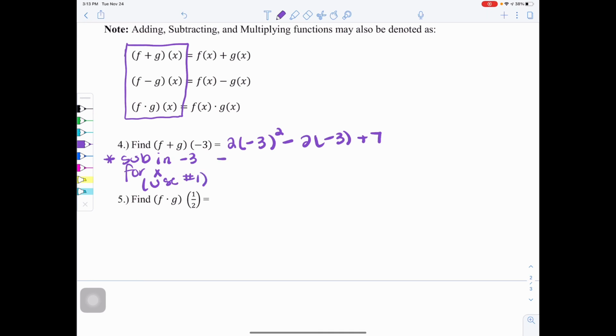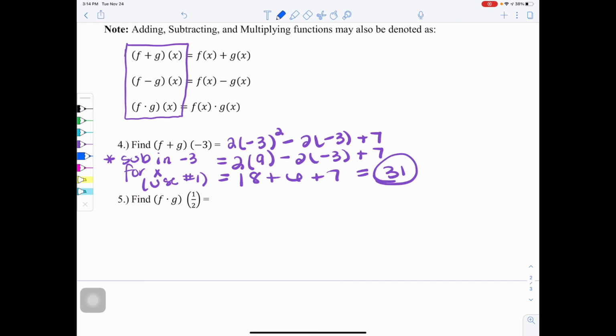Okay, so this becomes 2, because think of order of operations. Parentheses, exponents. Exponents come before multiplication, so we're not going to do the 2 times negative 3. We're going to do the negative 3 squared first. Negative 3 times negative 3 would be a positive 9. So 2 times 9 ends up being 18. Then we have plus 6 and plus 7 for a total of 31.